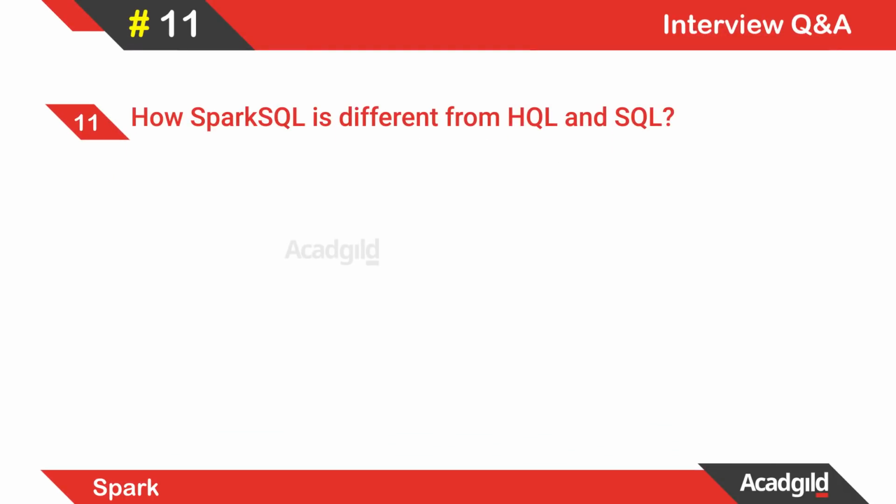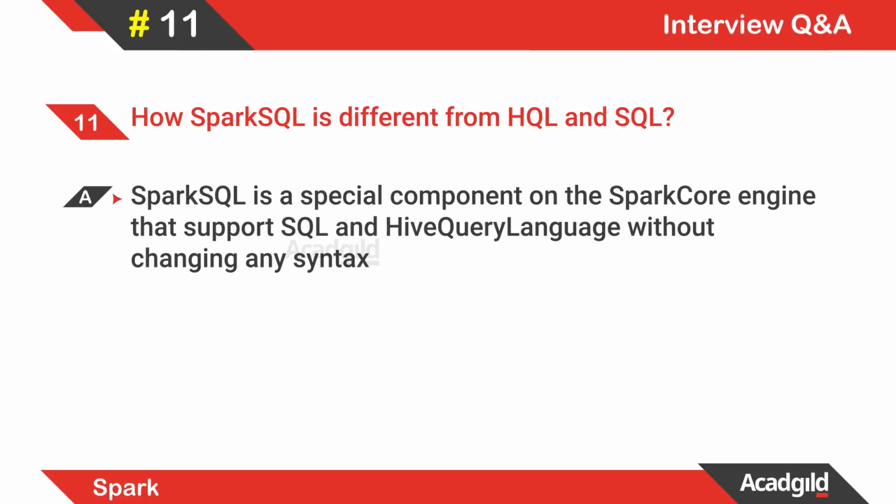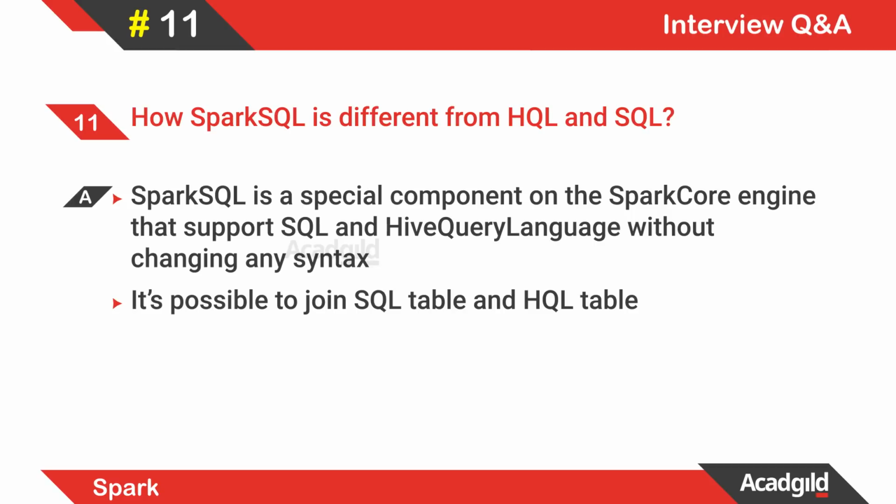Let's try to understand how Spark SQL is different from HQL, Hive Query Language, or SQL, Structured Query Language. Spark SQL is a special component of the Spark core engine that supports SQL and Hive Query Language without changing any syntax. It is possible to perform all those operations that you perform inside Hive or SQL through Spark SQL, and it is possible to join even a SQL table and an HQL table inside Spark. Internally, it optimizes your query with the help of a query optimizer, and it will try to optimize your data size as well if you are using Spark SQL, and that's an advantage of using Spark SQL on top of HQL.